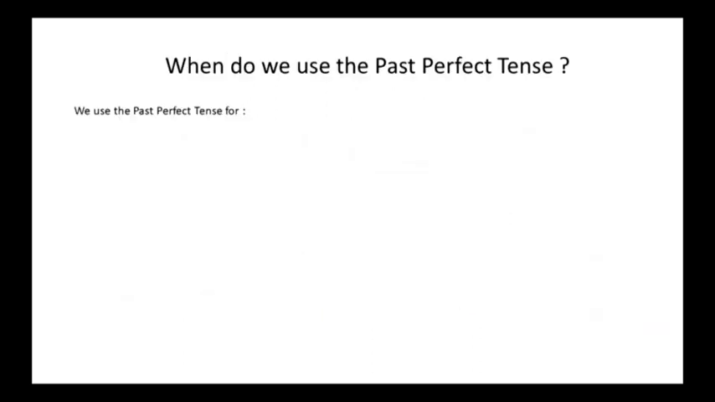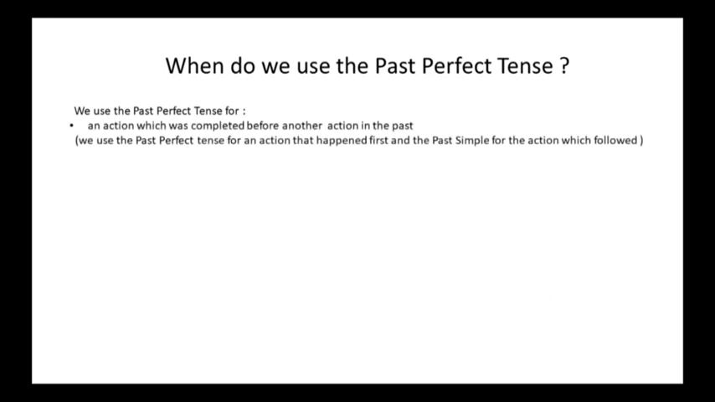Can you guess, when do we use the past perfect tense? We use the past perfect tense for an action which was completed before another action in the past. We use the past perfect tense for an action that happened first, and the past simple for the action which followed. For example, Ellie had done all her shopping by the time we met.